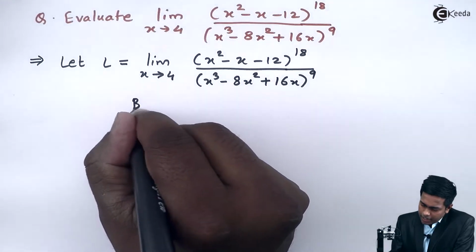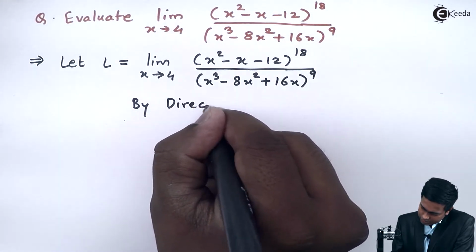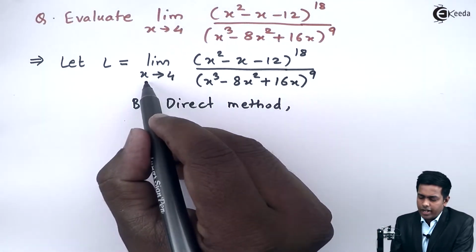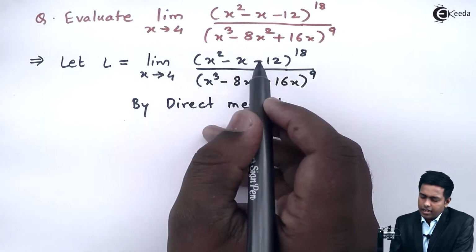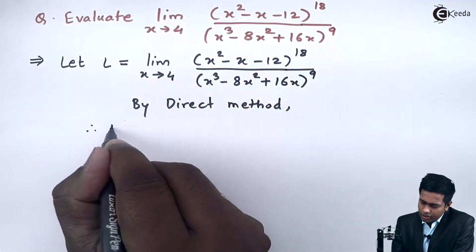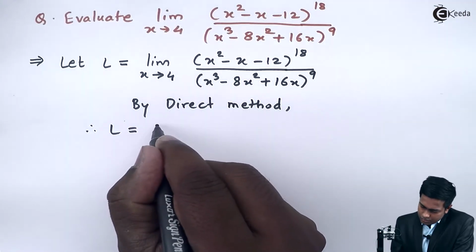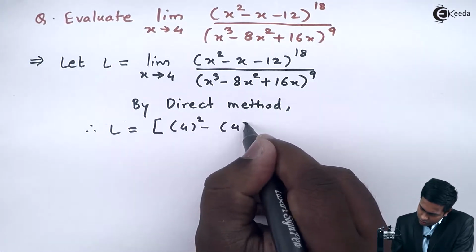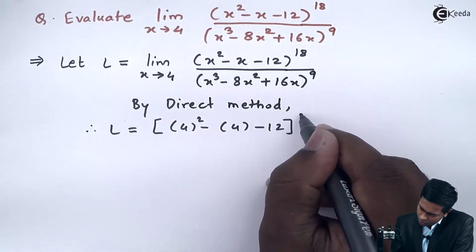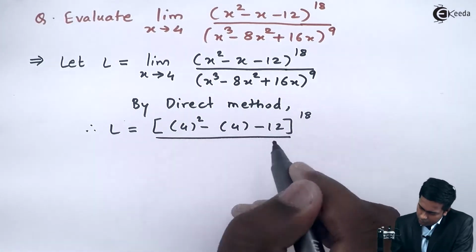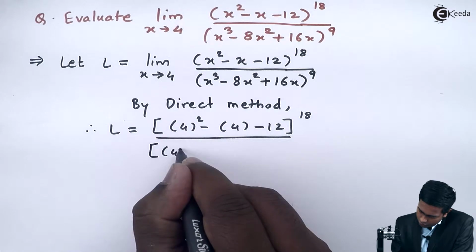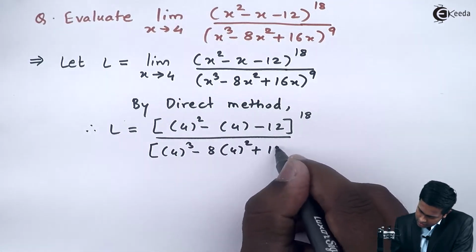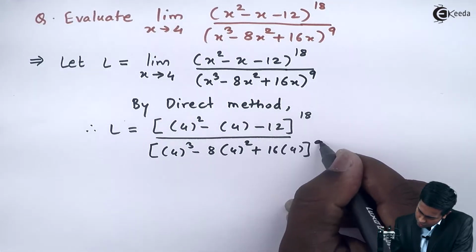Now by direct method we will substitute this value of x, that is 4, directly in the given function. So therefore L is equal to (4² − 4 − 12)^18 upon (4³ − 8 into 4² + 16 into 4)^9.